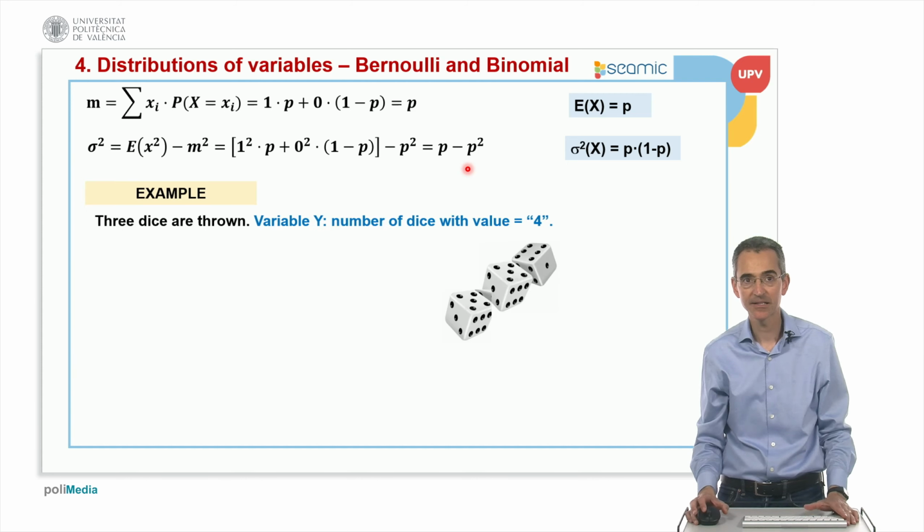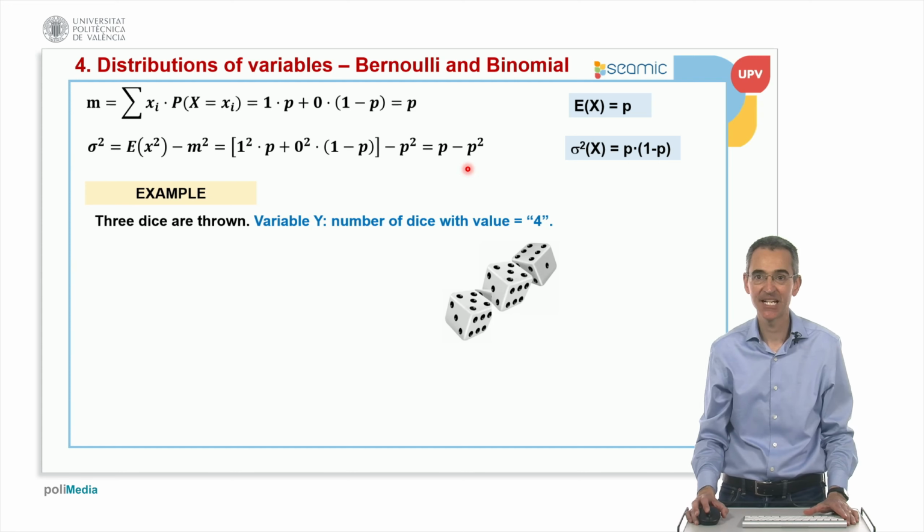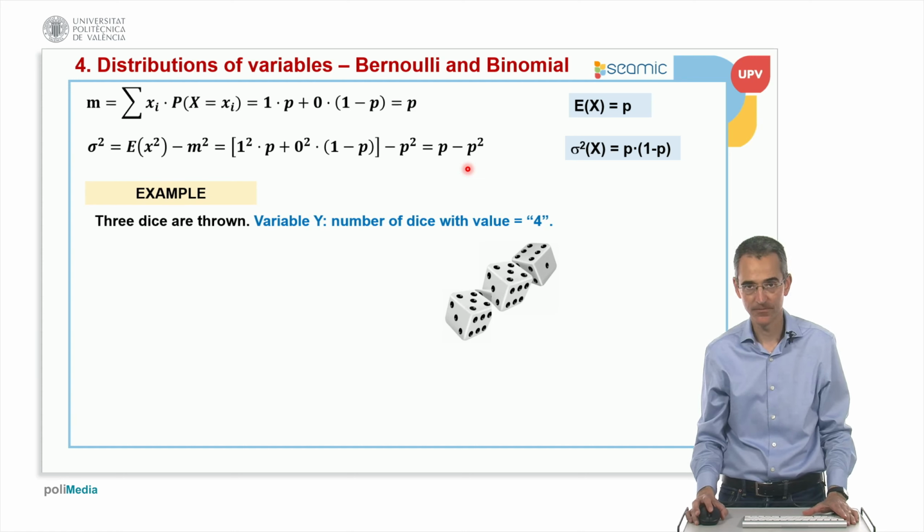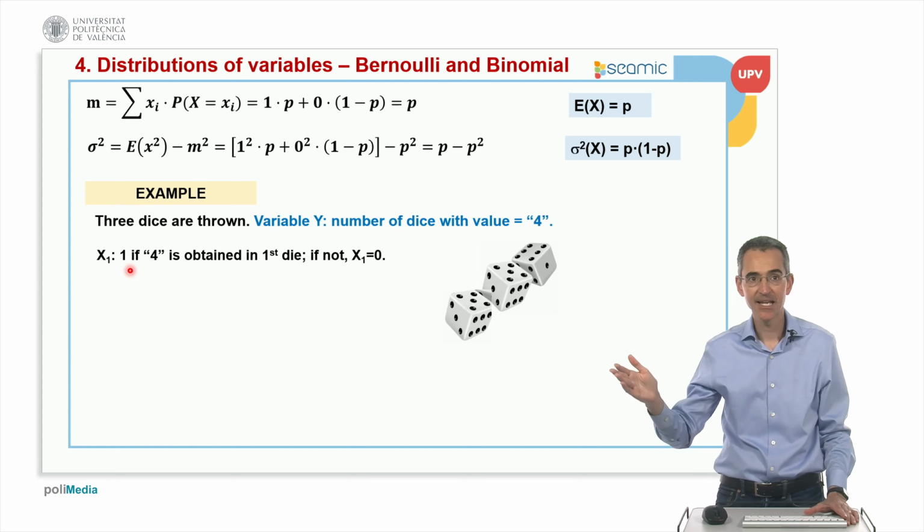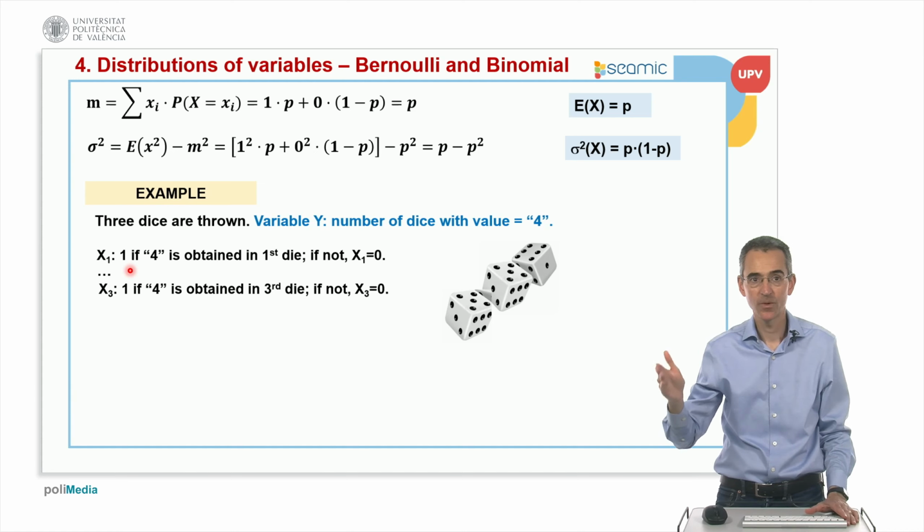So now let's think about an example. Imagine that we throw 3 dice at the same time, and we define the random variable as the number of dice with the value 4. In this case, we can define 3 Bernoulli variables. For example, x1 takes the value 1 when the value is 4 on the first die and 0 otherwise, and so on. So x3 would be a variable that takes the value 1 when we obtain the value 4 on the third die and 0 otherwise.